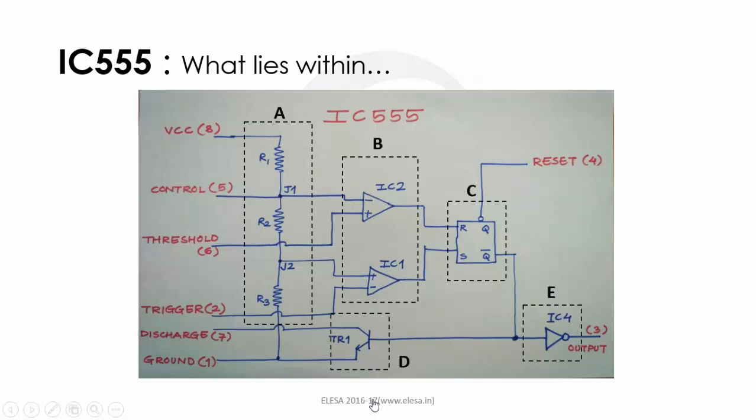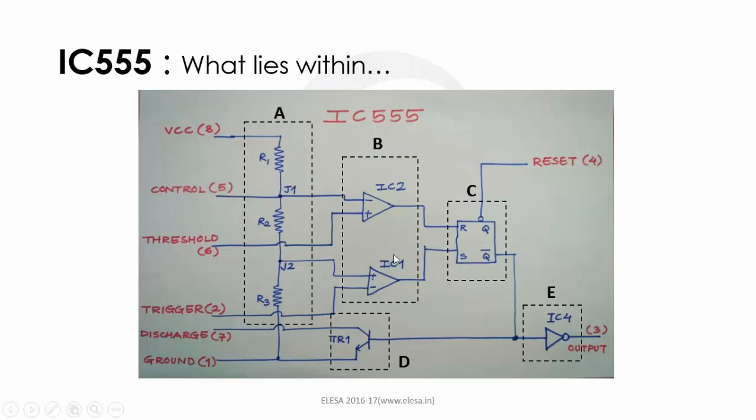Section A consists of 3 resistors R1, R2 and R3 connected in series. Here R1, R2 and R3 are of equal resistance, that is, as we have seen before, 5 kilo ohm. Hence, the supply voltage gets divided equally across the 3 resistors. That means at junctions J1 and J2, the voltage will be 2/3 and 1/3 of VCC respectively.